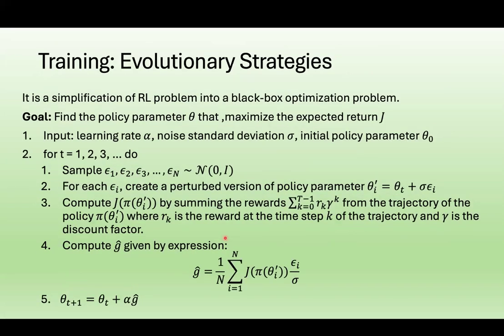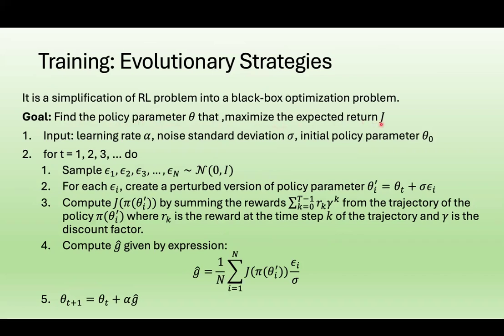Then moving on to the training part of the RL network. Here we use evolutionary strategies. So it is nothing but a simplification of the RL problem into a black box optimization problem. So here the goal is to find the policy parameter theta that maximizes the expected reward J.